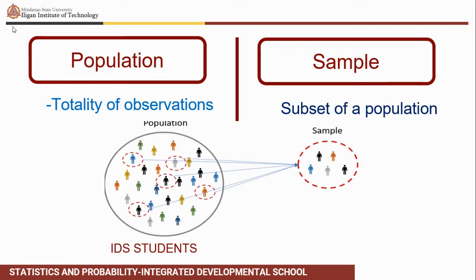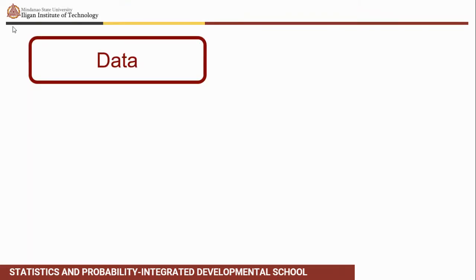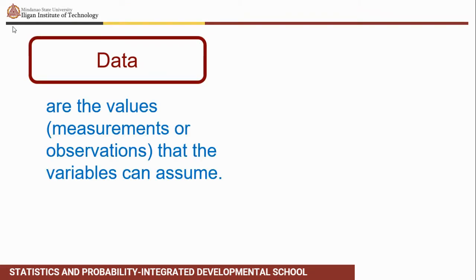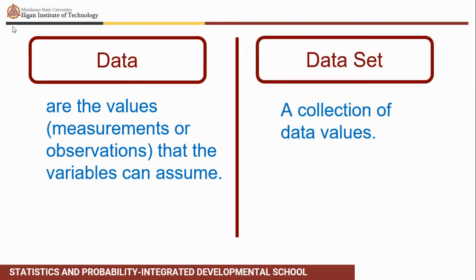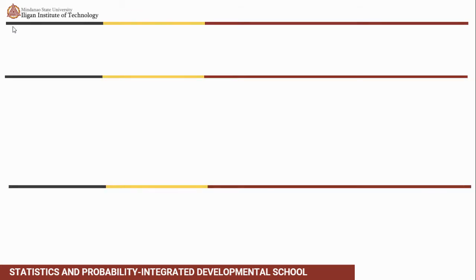As a representation, for example, we have here IDS students. We will just select from IDS students. So we have here the grade 11 students as now considered as our sample. We also have the term data. Data are the values, measurements, or observations that the variables can assume. A data set is a collection of data values.